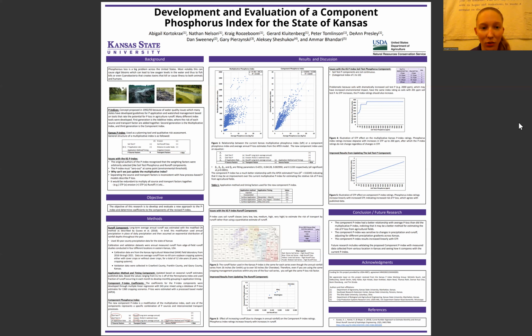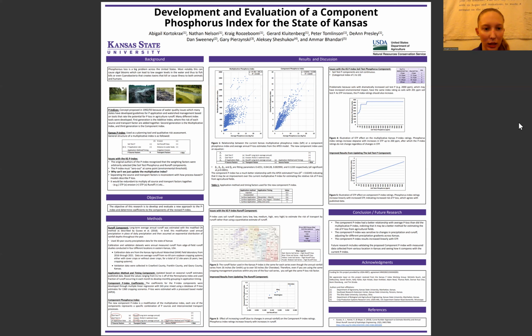Some issues with the Kansas phosphorus index: the original authors of the P index recognized that weighted factors were arbitrarily selected. These are things like soil test phosphorus or our runoff component. In addition to that, our P indices must zero out at some point, so we need to have an environmental threshold.